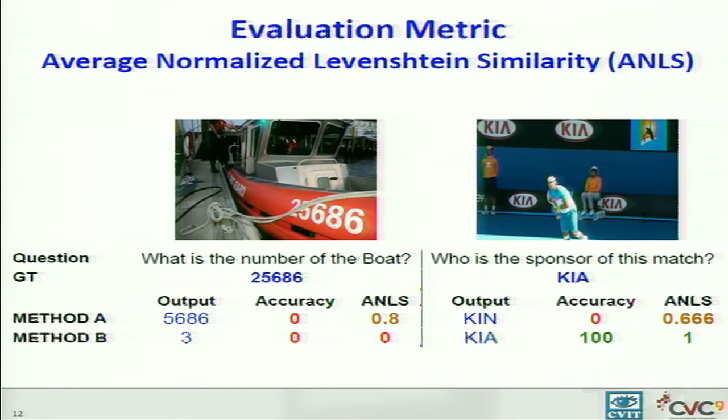So it may be that the model has reasoned correctly about the question and has correctly spotted the text that provides the answer, but at the time of transcribing the text, the method has produced some small errors in a few of the characters of the text, right? So our metric is going to penalize these kinds of errors less than accuracy.